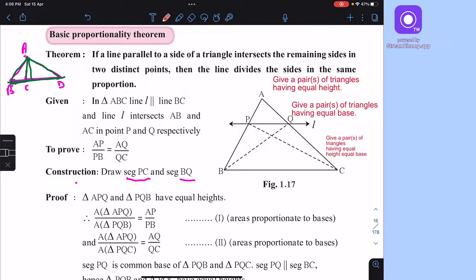So here, having equal height. Now you know that PQ is given parallel to BC. So if you consider triangle PBC, the height is this.